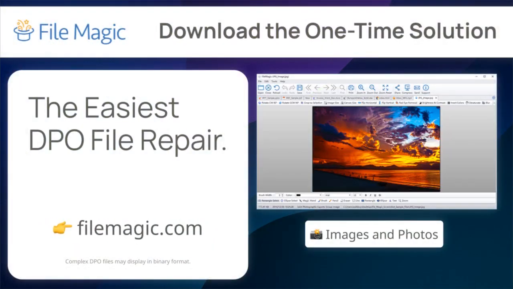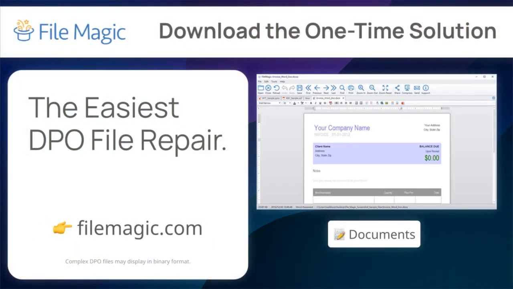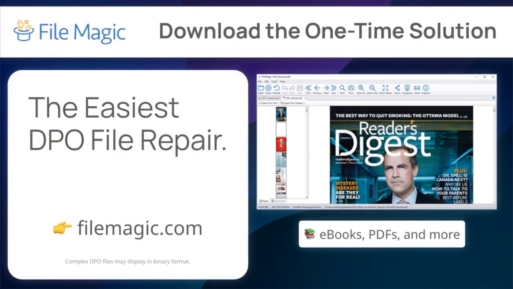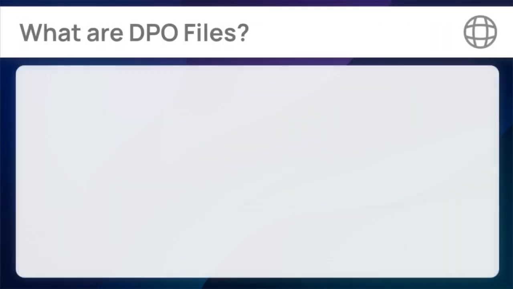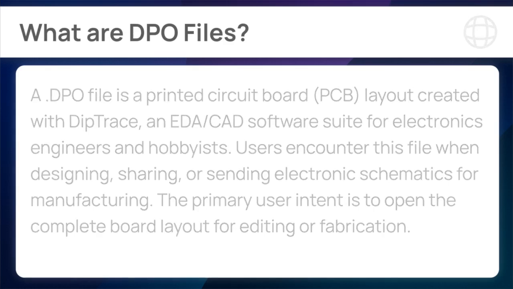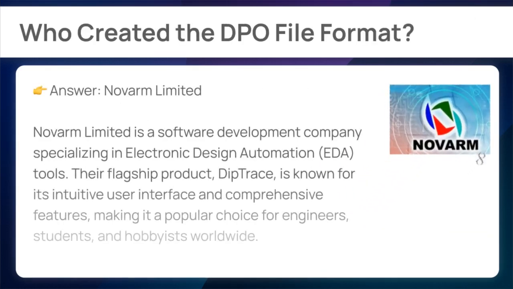This solution is entirely reliant on one powerful DPO file inspection tool that you can use for hundreds of other file issues and formats. A .dpo file is a printed circuit board, PCB layout, created with DipTrace, an EDA CAD software suite for electronics engineers and hobbyists. Users encounter this file when designing, sharing, or sending electronic schematics for manufacturing. The primary user intent is to open the complete board layout for editing or fabrication.